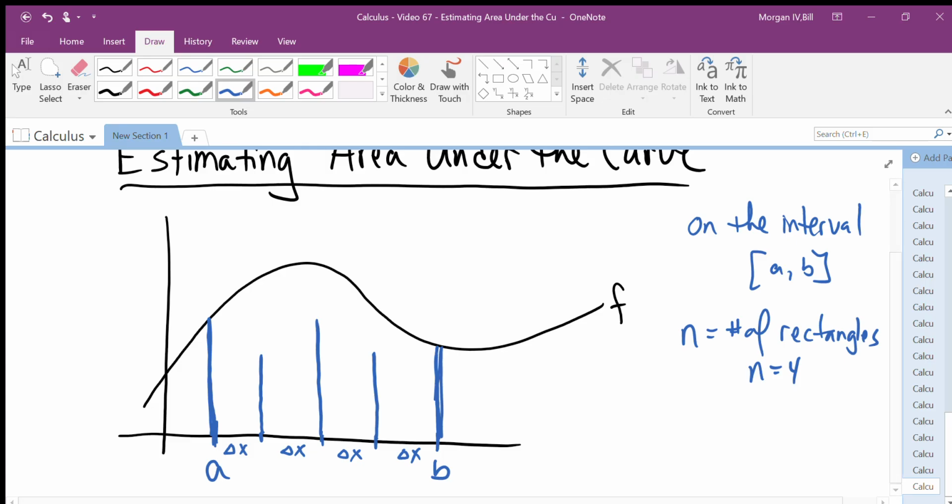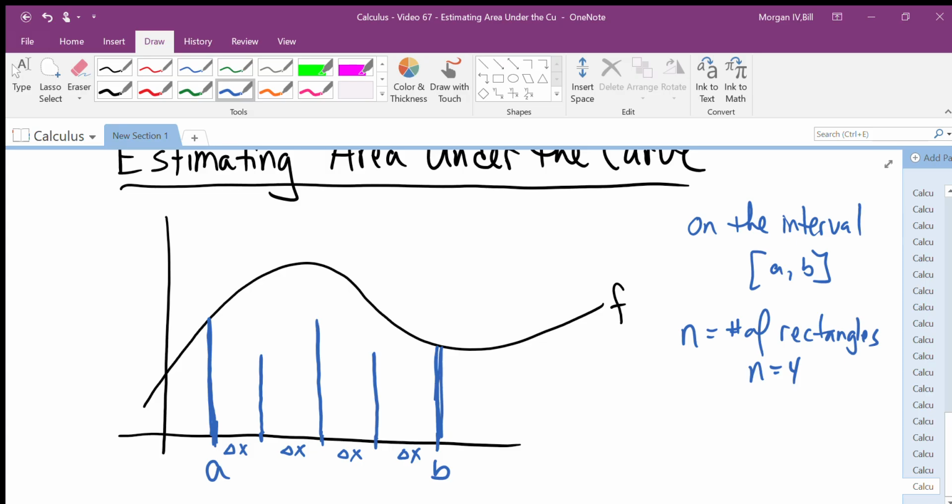In this case, it's a fourth of whatever the distance from A to B is. So if the distance from A to B is 8, for example, let's say A is 2 and B is 10, then each delta x would have a distance of 2 to cover the total distance of 8 from 2 to 10. So delta x will depend on how many rectangles we have and the distance from A to B.